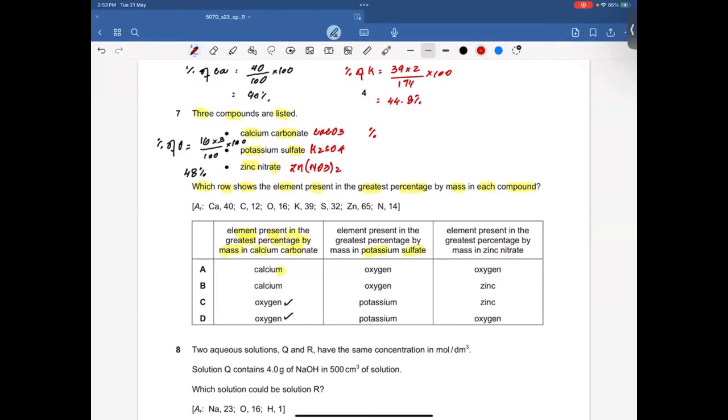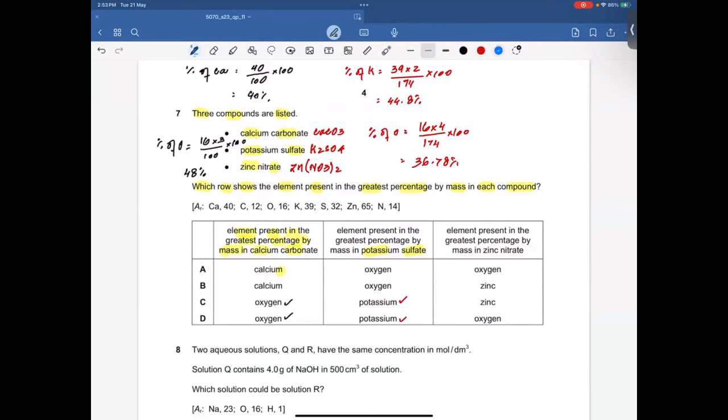Now the next is percentage by mass of oxygen. So oxygen has a mass of 16. We have 4 oxygen atoms in the formula. So times 4 divided by the Mr, which is 174, times 100. So it's going to be how much? 16 times 4 divided by 174 times 100 is basically 36.78%. So in potassium sulfate, the greatest percentage is basically potassium. All right. Either C or D could be the right answer, but I have to check the zinc nitrate.